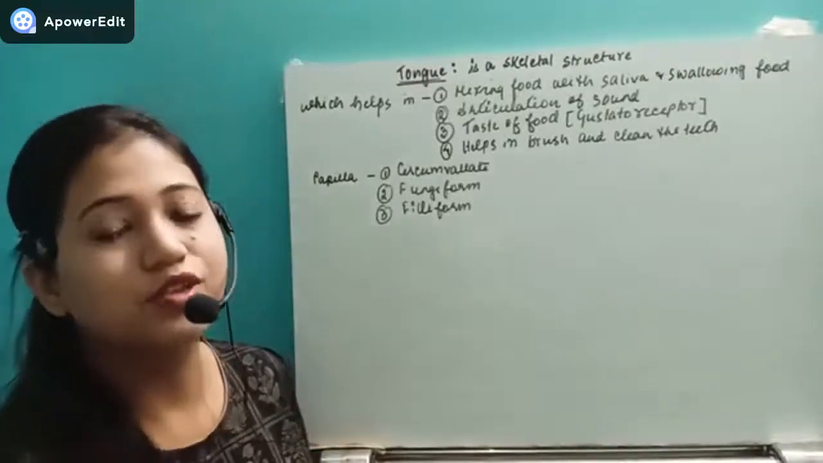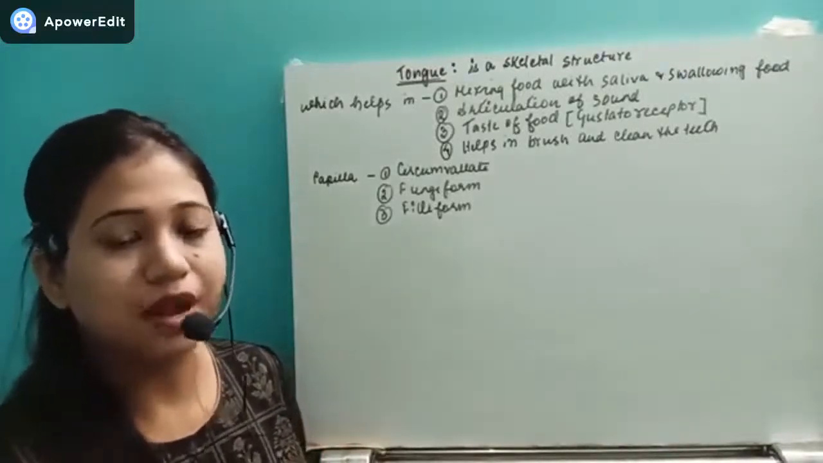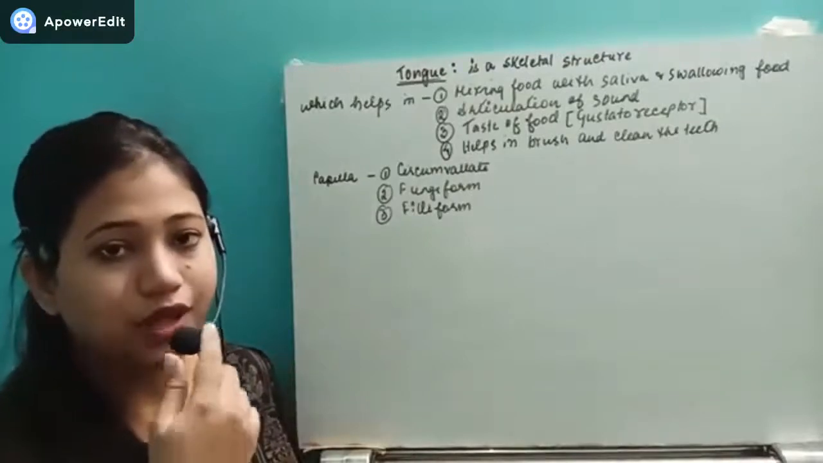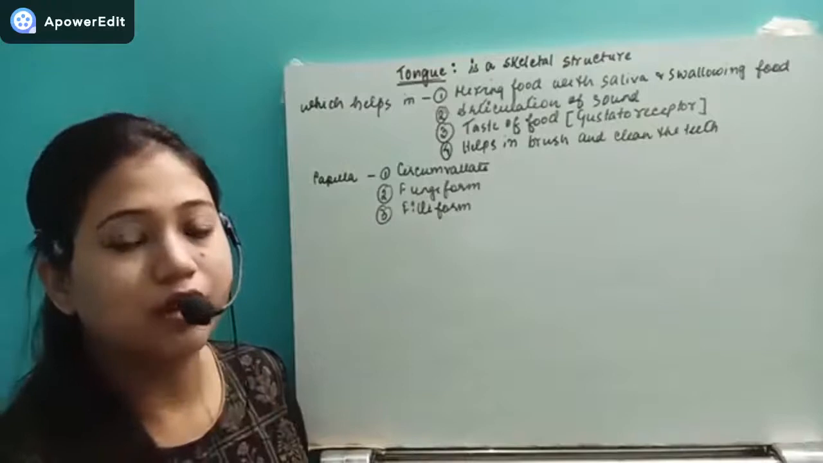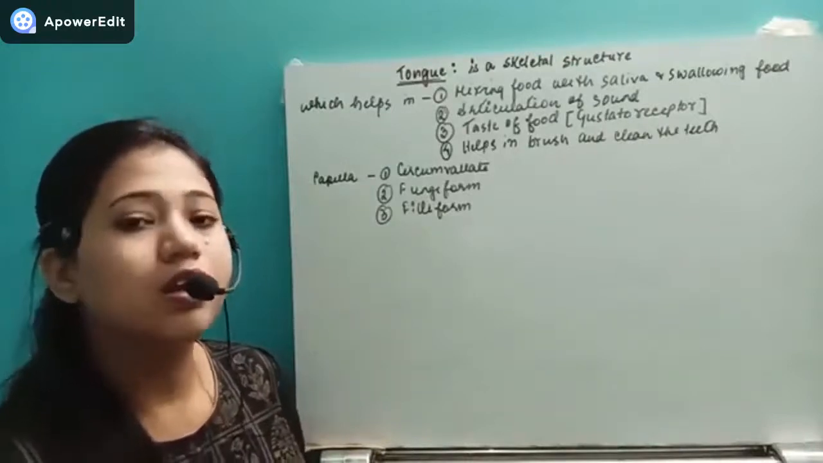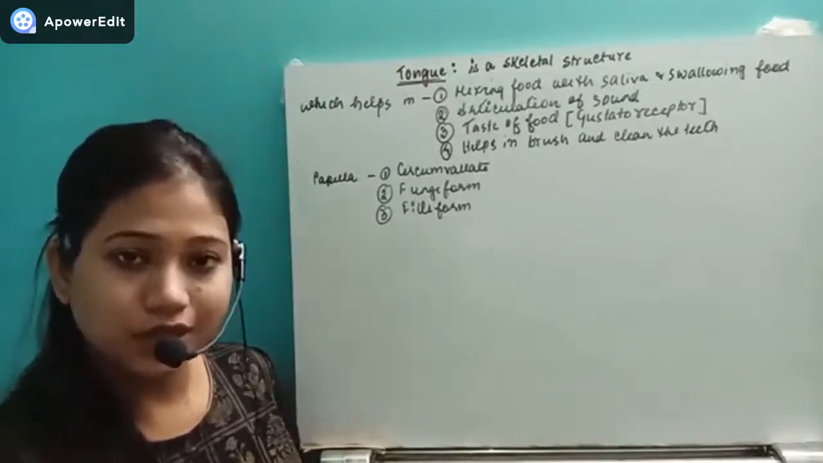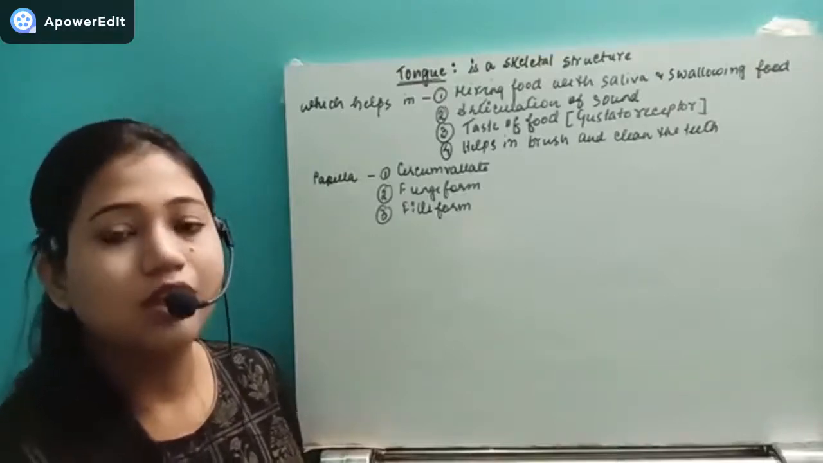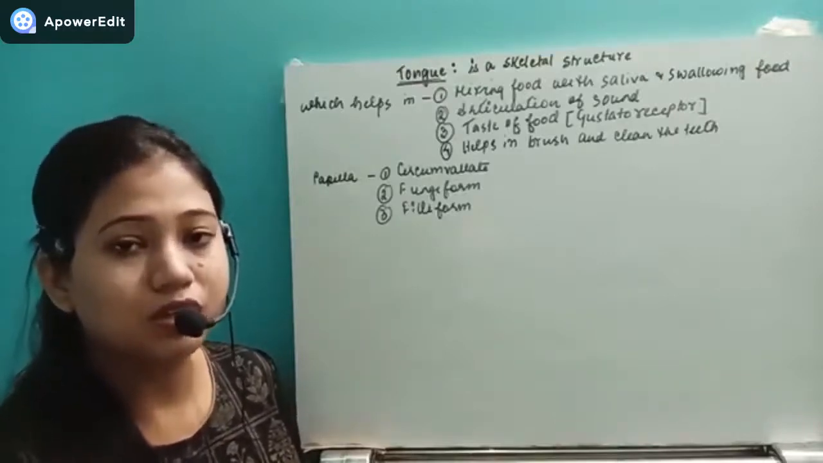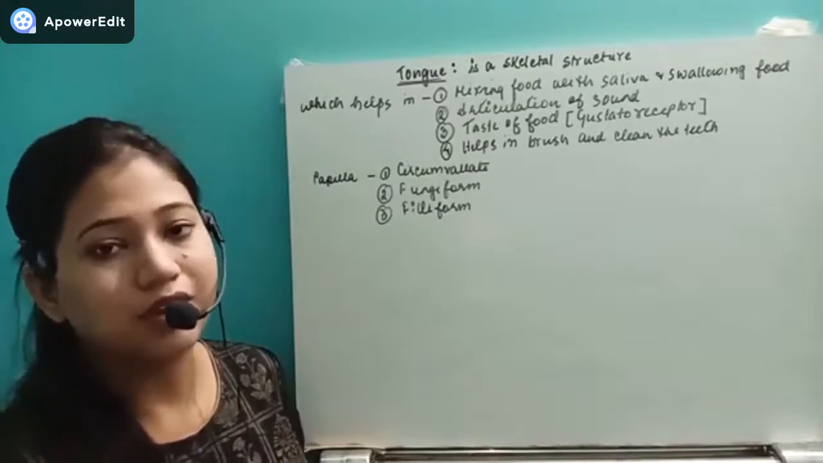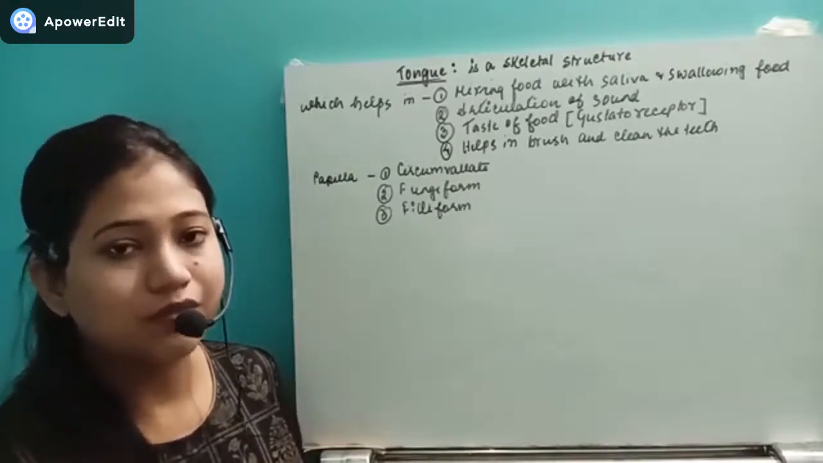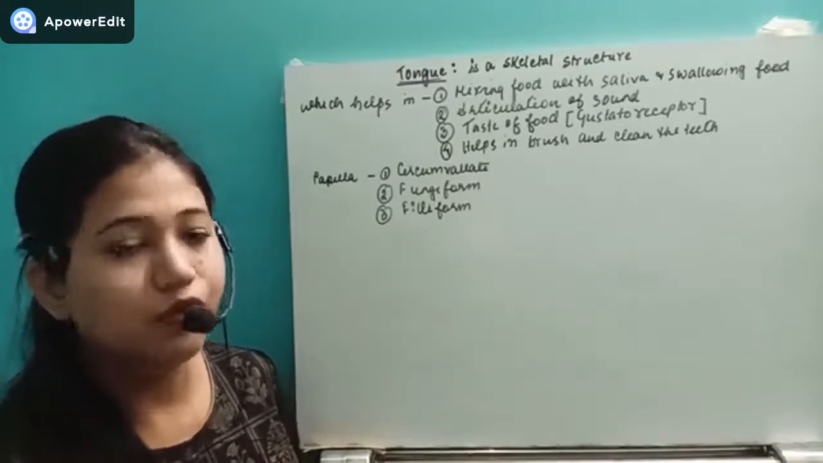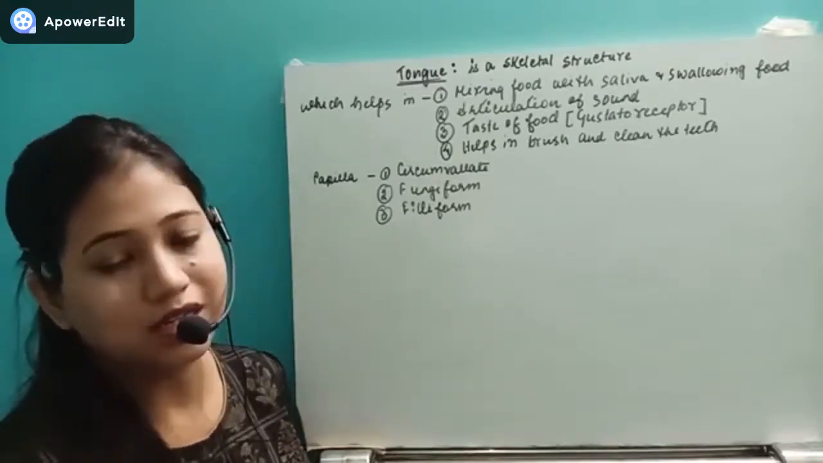Hello students, today we are going to start the next part of the buccal cavity, that is the tongue. In the last video we have already completed the teeth part, where we have seen the different types of teeth in different organisms, the classification of teeth. Then we have seen the human teeth structure, and after that the permanent set formula and milk set formula of human. In this video we are going to start with the next part, that is the tongue.